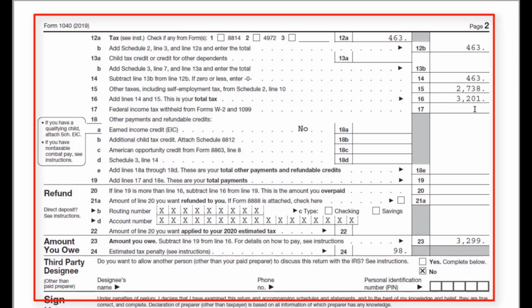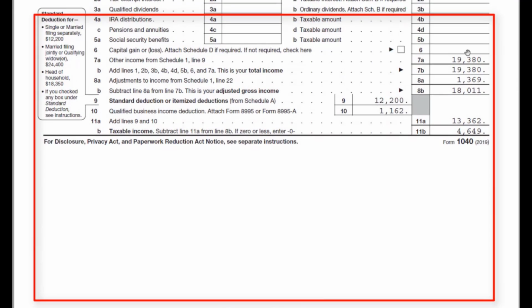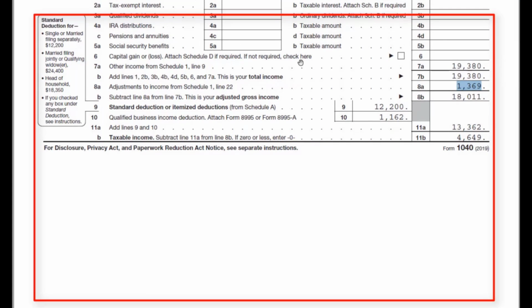Hopefully, she's paid some tax throughout the year, so in that case, she's really going to file her return to either figure out whether she overpaid or whether she owes a tax liability. But now what she wants to do is figure out where these numbers came from. Where did the $19,000 come from? And where did the $1,300 come from? So let's go ahead and look at the Schedule 1.